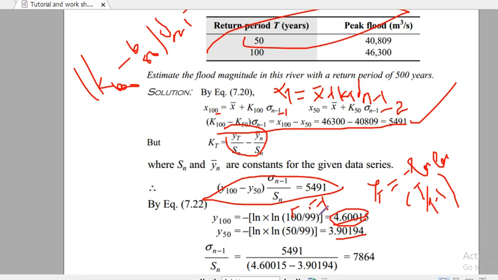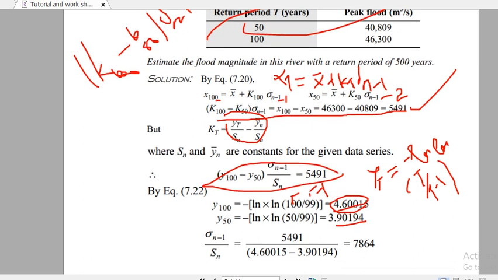By substituting these values, 6.4616 and 3.19, into this equation, you can get this equation: standard deviation over s_n is equal to 7,864.